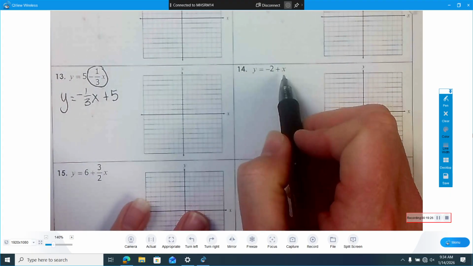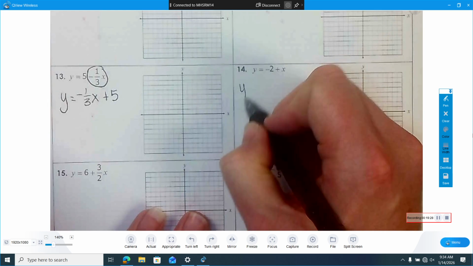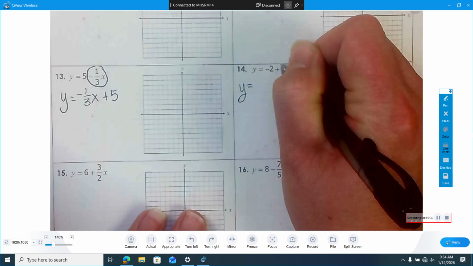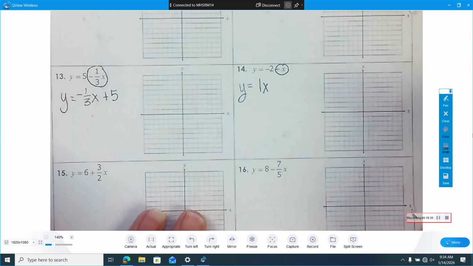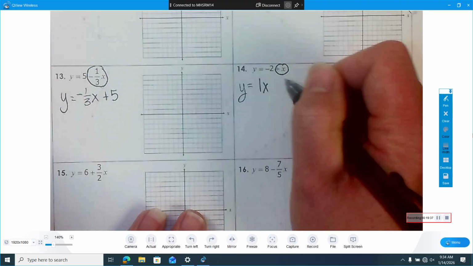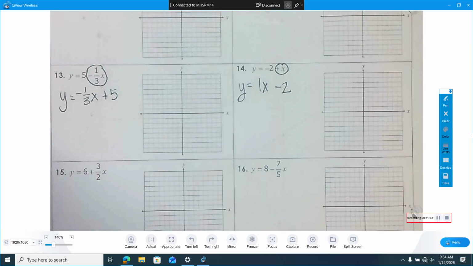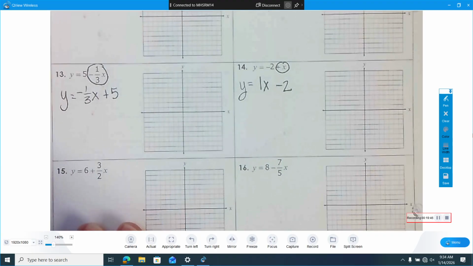What about number 14? If we wrote it in order, what would we write? 1x, and then what comes behind that? The -2. We can trade places if we want to, but it really doesn't matter.